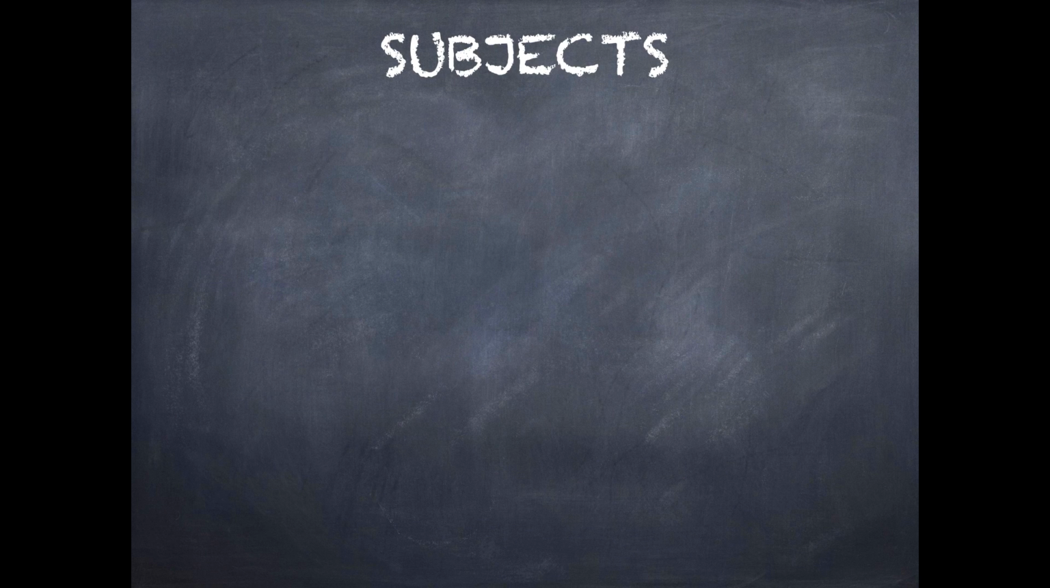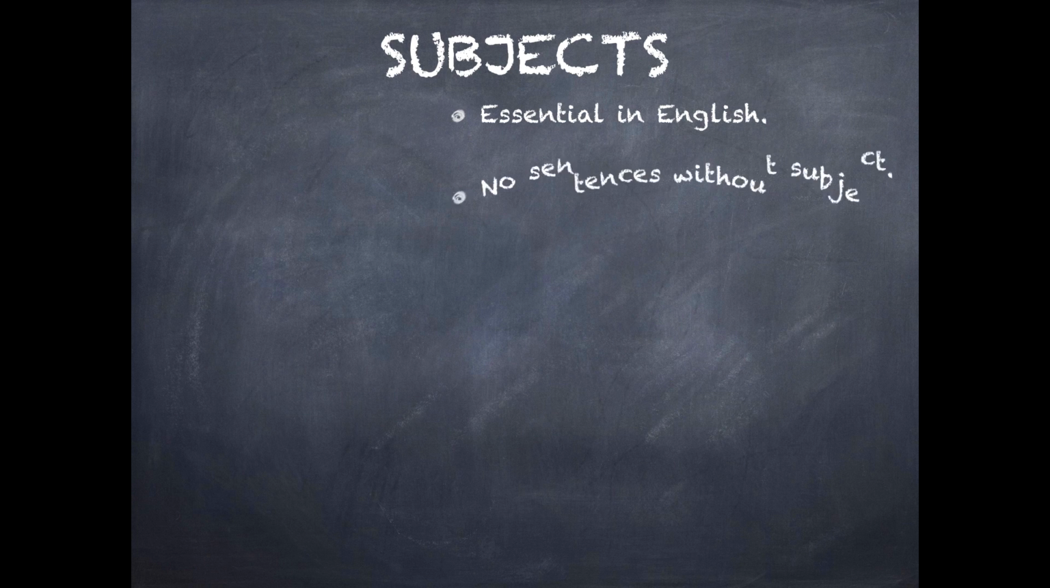Subjects. Subjects are essential in English. An English sentence must have a subject in order to be properly built, and only in certain restricted contexts can we omit the subjects. This is exactly the opposite of Spanish, in which we omit the subject most of the time, and it's a very common mistake that Spanish learners make when speaking English.